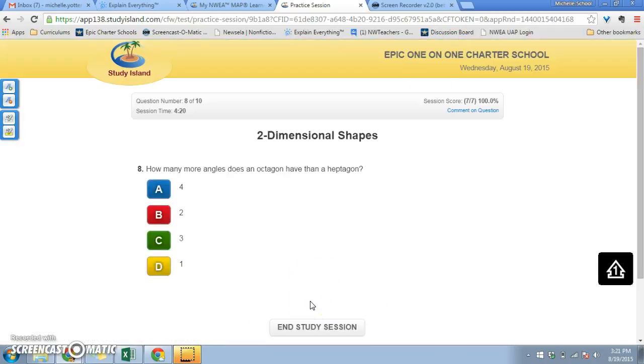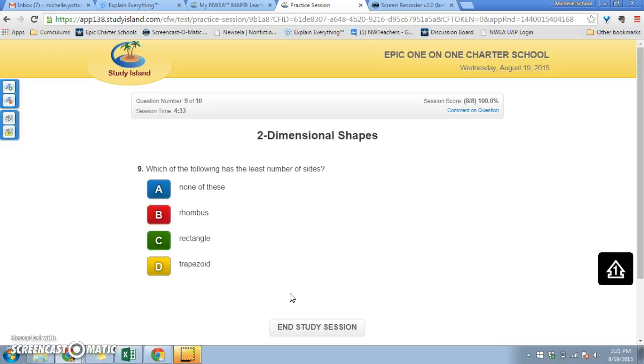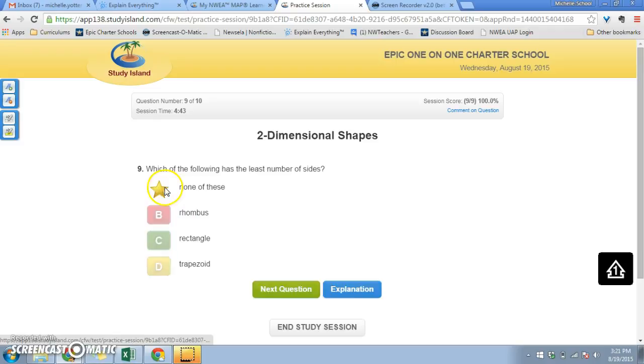How many more angles does an octagon have than a heptagon? Octagon means 8. Heptagon means 7. So we're just talking about 7 and 8, so it should be 1. Which of the following has the least number of sides? So a rhombus has 4 sides, a rectangle has 4 sides, and a trapezoid has 4 sides. So the answer would be none.